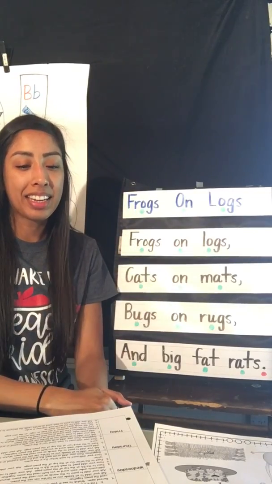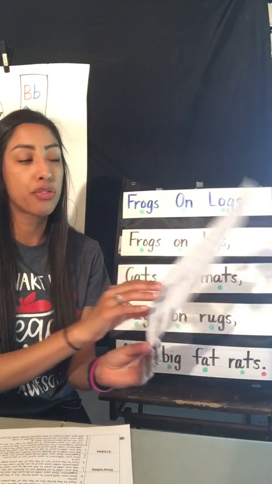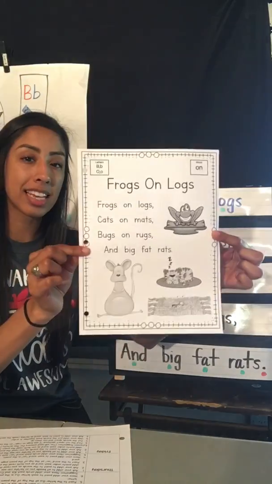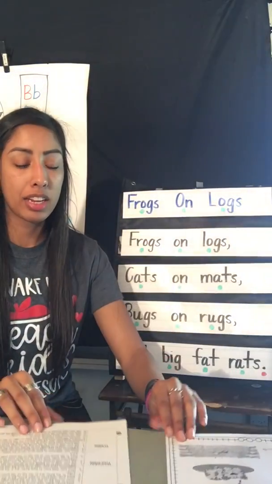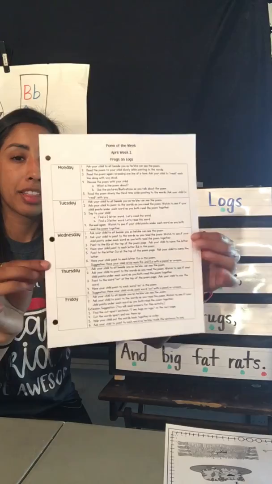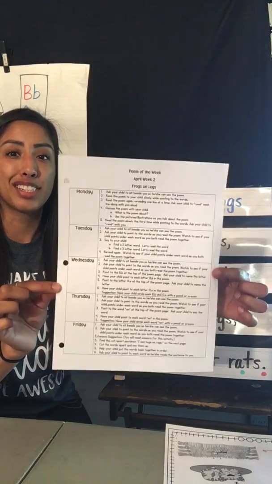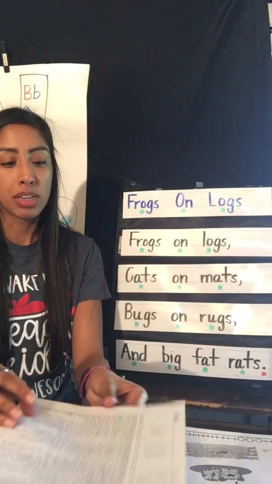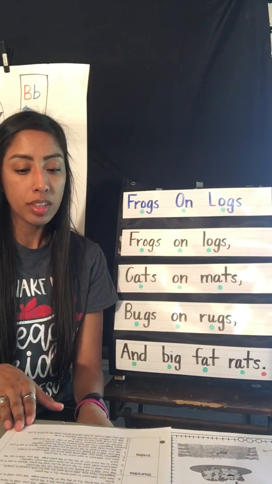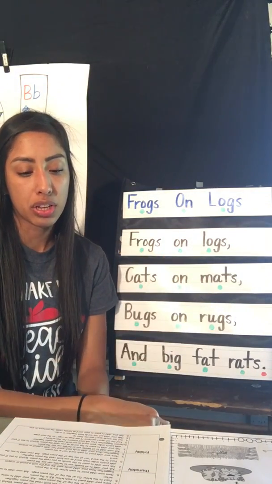Miss Martinez again. Today we're going to be talking about our poem, Frogs on Logs. It looks exactly like this. And then you should also have a paper like this that tells you what to do each day of the week. So today we're going to be talking about Wednesday. Of course, you have your child sitting next to you.